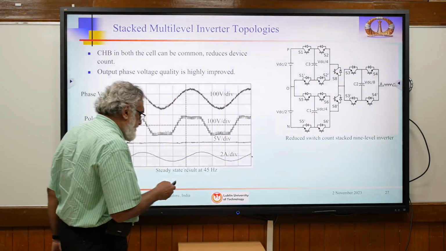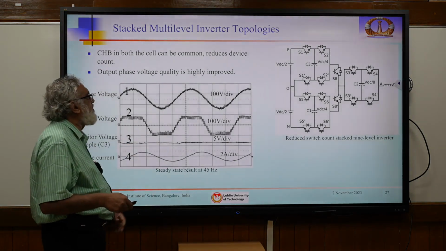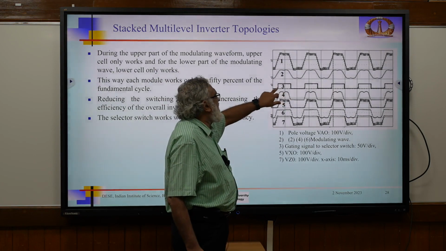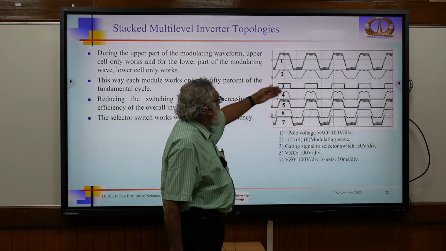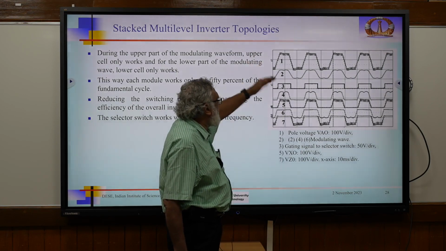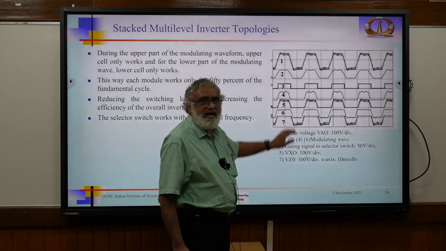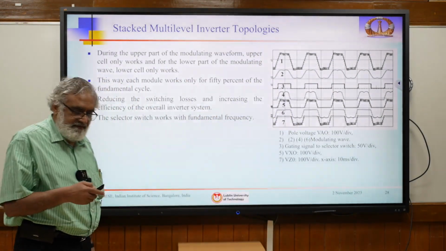DC links. Okay. So this is the capacitor, this is the capacitor voltage. And if you see here, this is the reference phase waveform, this is the selector switch. The selector switch works in a fundamental cycle. In the upper half, this is the PWM, the upper level will work. In the lower side, this part will work. The upper side will be clamped. So this way switching losses can be reduced. A 9 level structure we got.